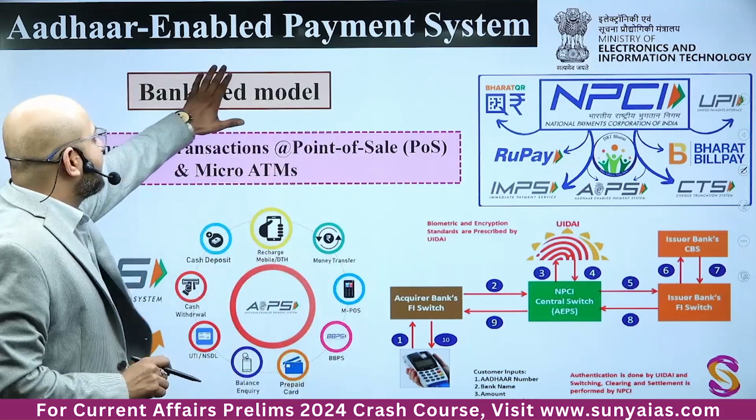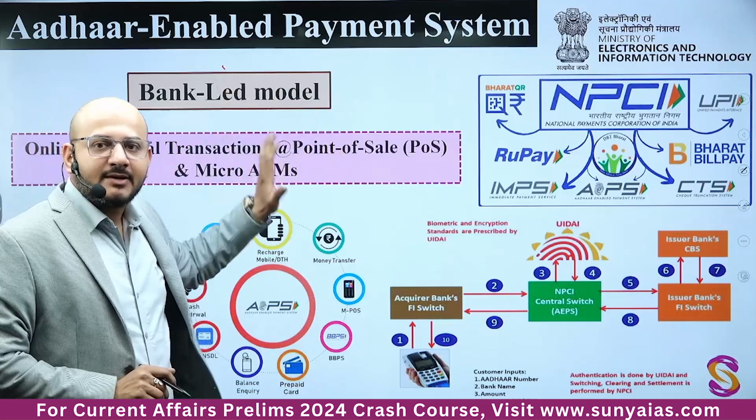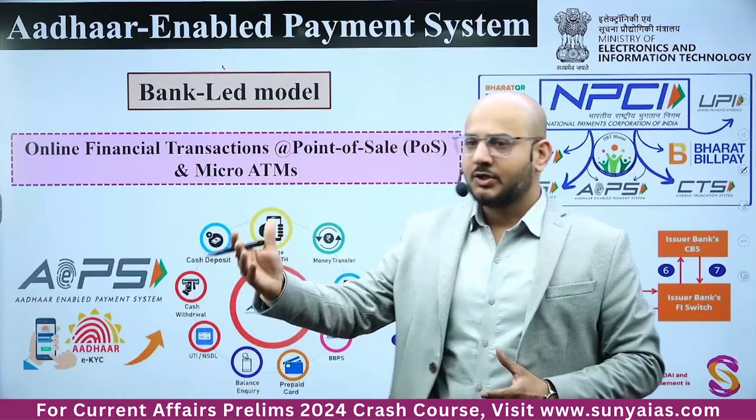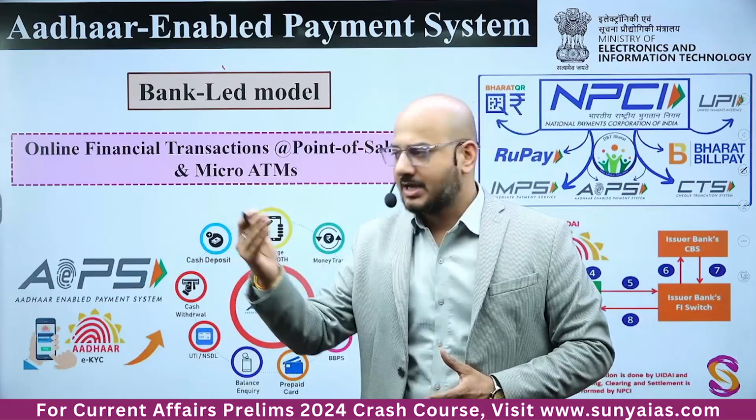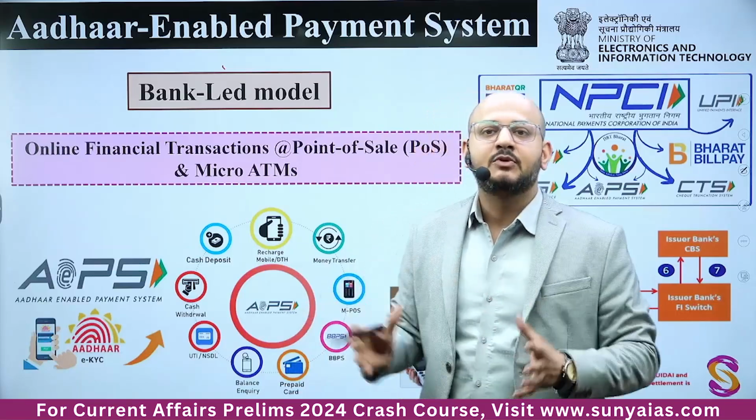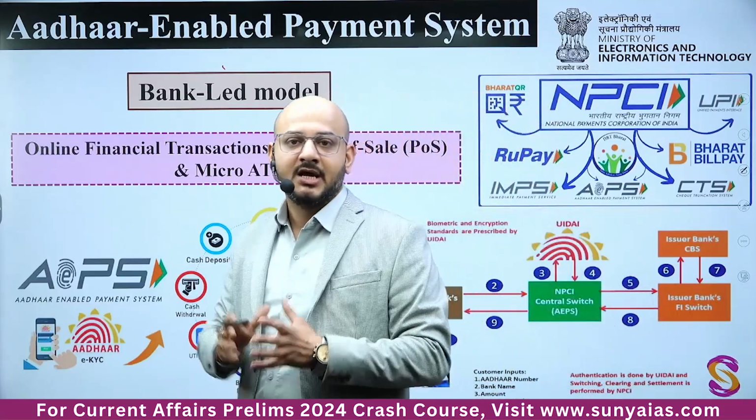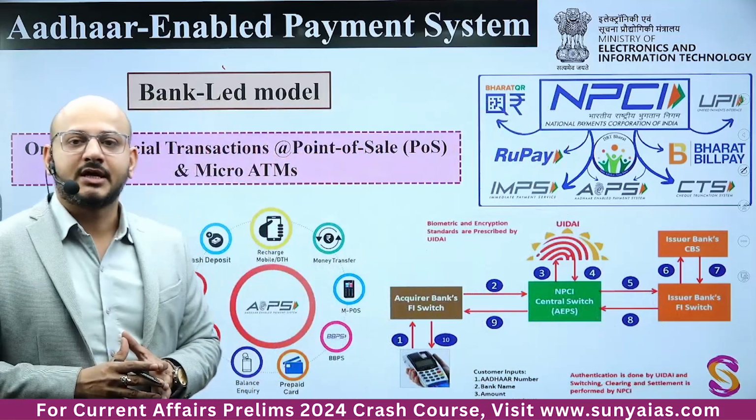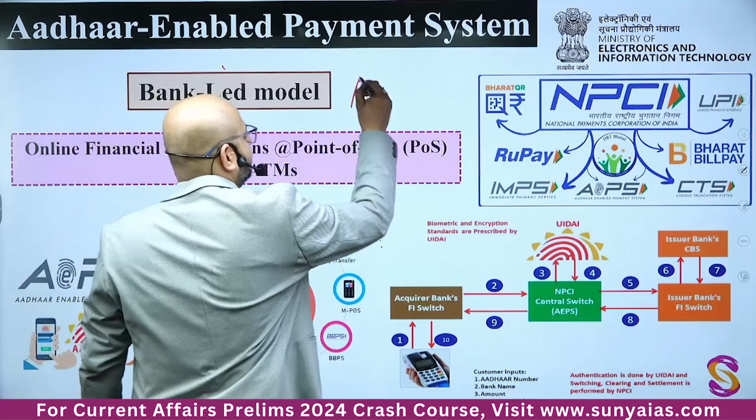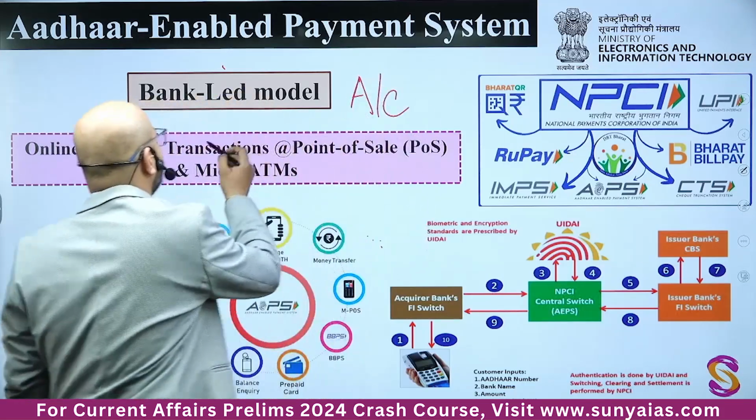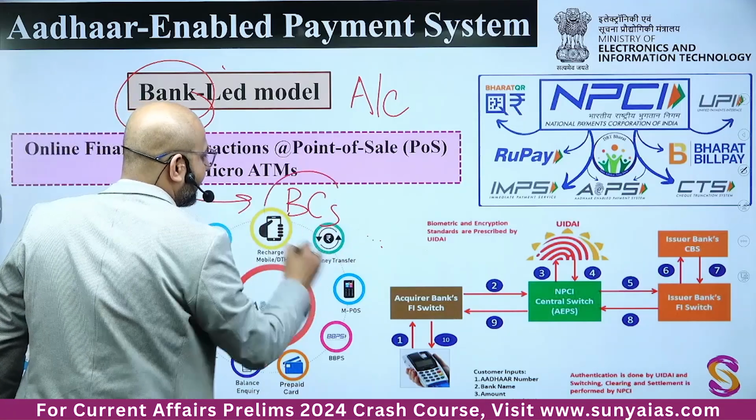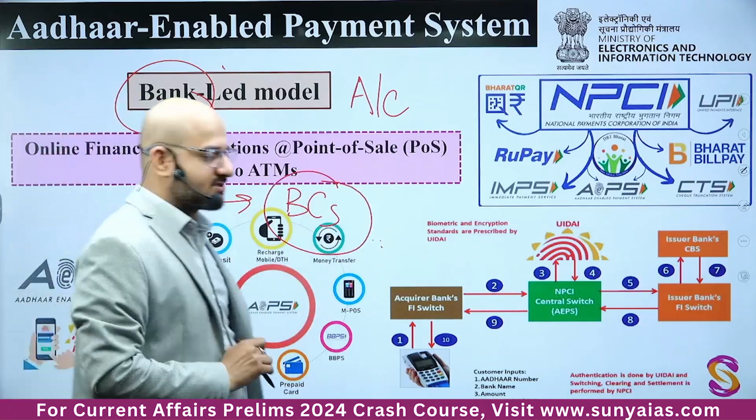So Aadhaar Enabled Payment System is a bank led model. Bank led model means, in the remote areas, you can do the payment through kiosks at the point of sale equipment. We scanned a QR code there and made the payment. But in the remote areas, people do not remember their account number, or their account number is often not linked. So without the requirement of the account number, it is basically a bank led model, because we need a banking correspondent, BC, to perform this transaction.